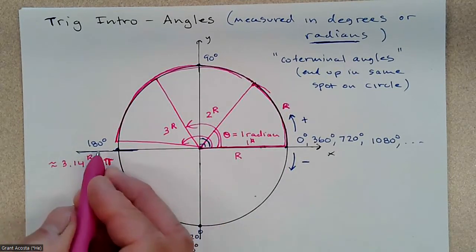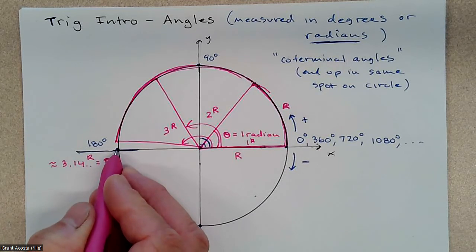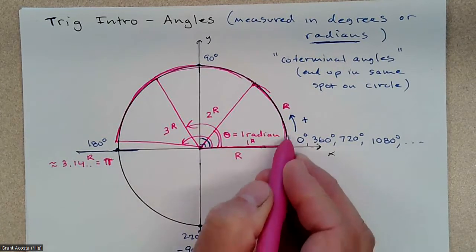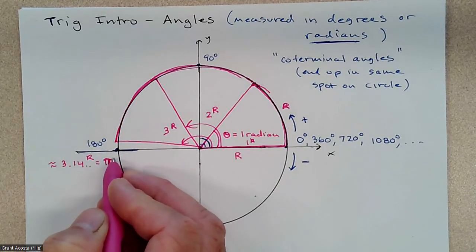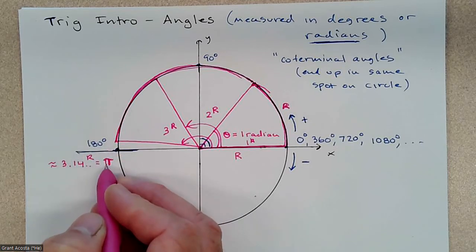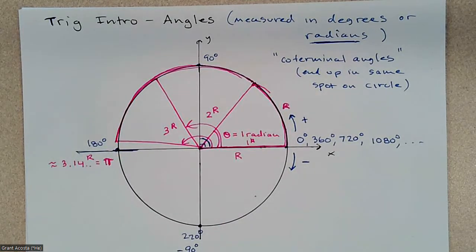In radians, 180 degrees and pi are the same thing. They put you in the same spot. That's a half of a circle. And when we use pi, it's understood that we're in radians, so we don't need to put the little r there. Okay, 180 degrees is the same as pi in radians.